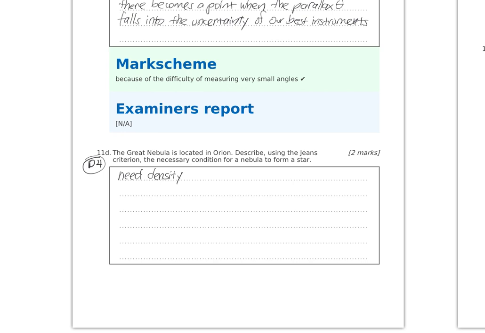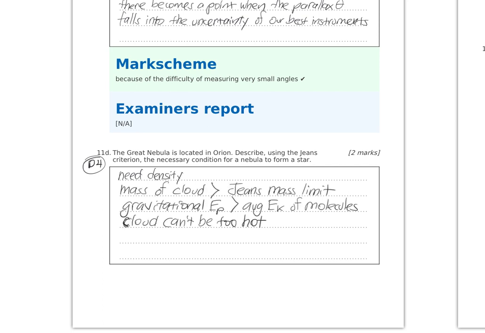There's one other thing that's important, and that's the potential energy of the molecules versus the kinetic energy of the molecules. The gravitational potential energy in the molecules has to be greater than their average kinetic energy. Average kinetic energy is basically temperature. So in plain English, it can't be too hot. If the cloud's too hot and you go in to compress it, the molecules bounce off of each other, and you're not going to be able to compress and coalesce into a protostar.